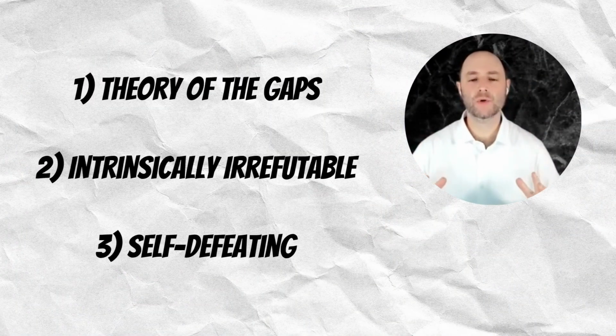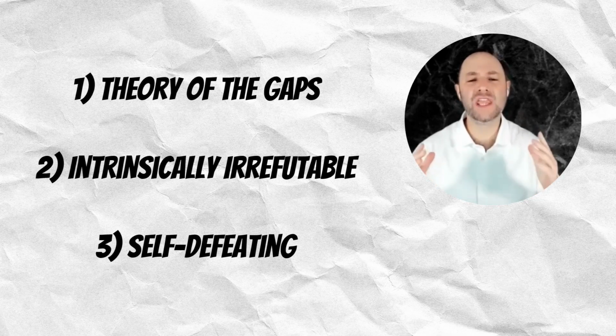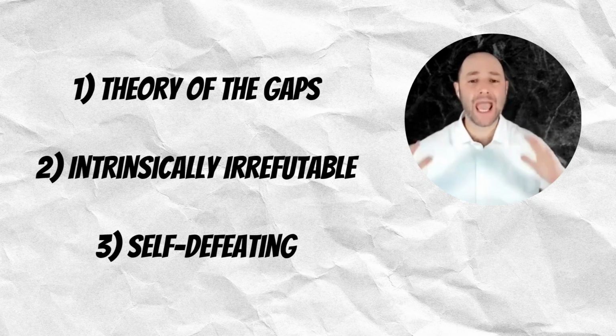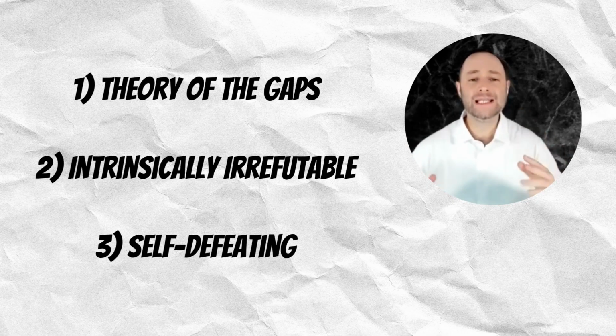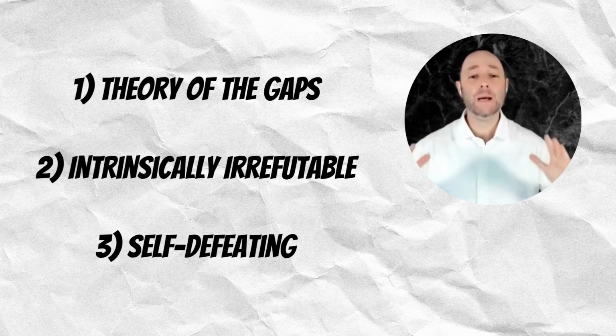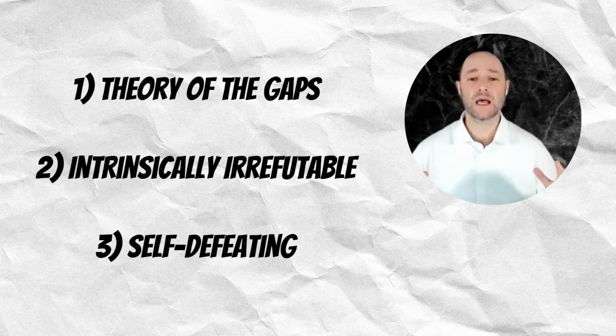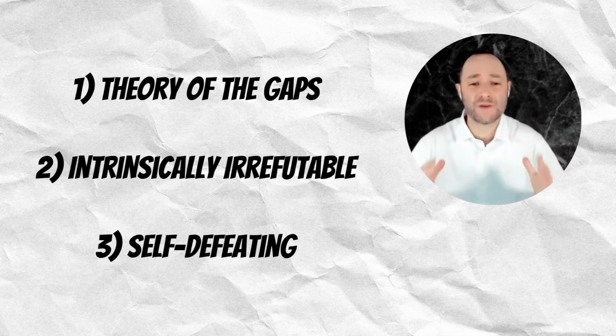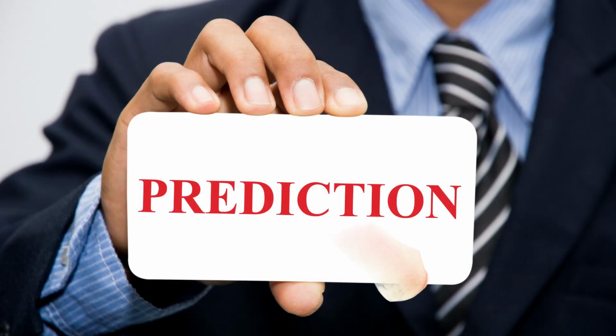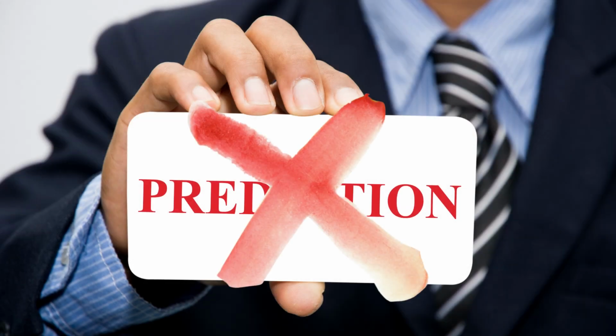In the last episode, we showed that a naive multiverse falls prey to three serious related problems. 1. It's a theory of the gaps, which can be used to explain anything, and therefore explains nothing at all. 2. It's an intrinsically irrefutable theory that is even capable of explaining away blatantly contradictory evidence. And 3. It's a self-defeating theory that undermines the very scientific theories that it's based upon. Notice how all three problems are based on the fact that a naive multiverse makes no specific predictions.